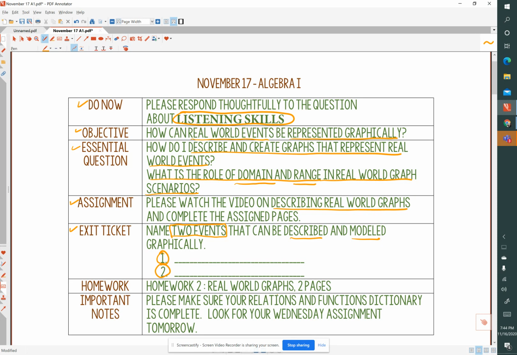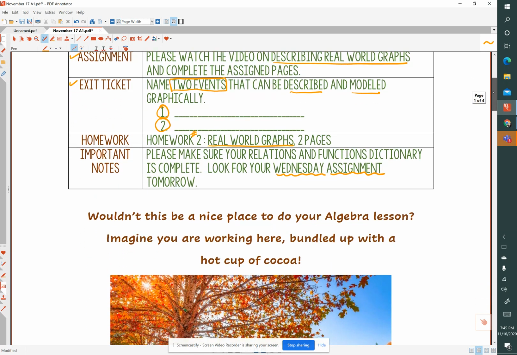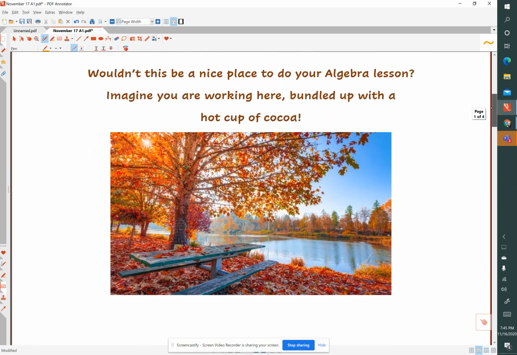We have a 2-page homework number 2, on real-world graphs, and I want you to make sure that your relations and functions dictionary is complete. We need that uploaded by Wednesday, and then you will have a Wednesday assignment that will count for your grade and for attendance.